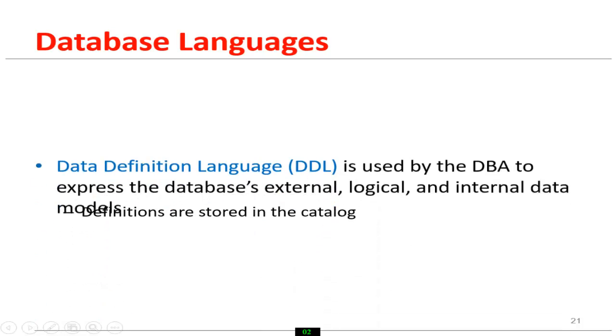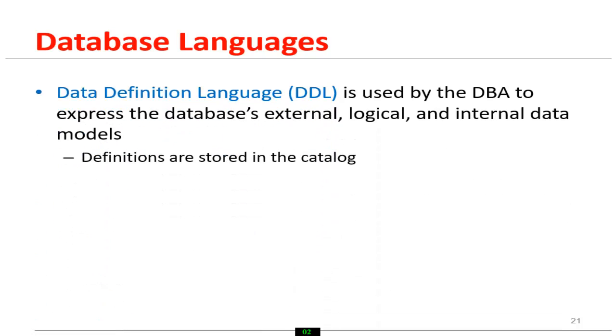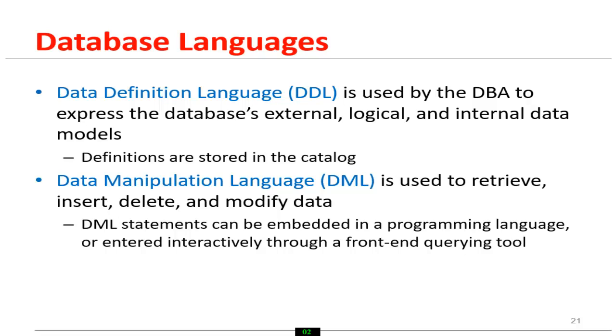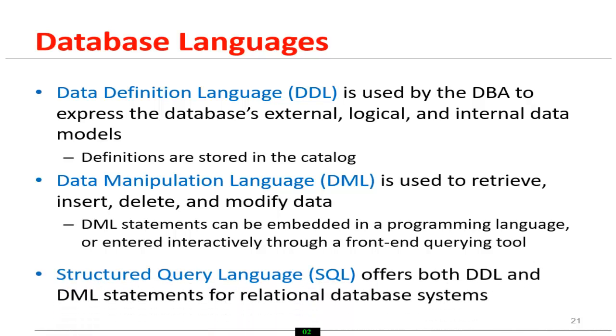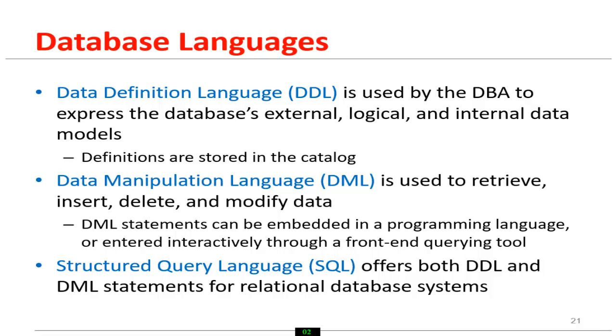Database languages. Every DBMS comes with one or more accompanying database languages. The data definition language, DDL, is used by the DBA to express the database's external, logical, and internal data models. These definitions are stored in the catalog. The data manipulation language, DML, is used to retrieve, insert, delete, and modify data. DML statements can be embedded in a general-purpose programming language, or entered interactively through a front-end querying tool. SQL offers both DDL and DML statements for relational database systems. The rest of this course focuses on SQL.